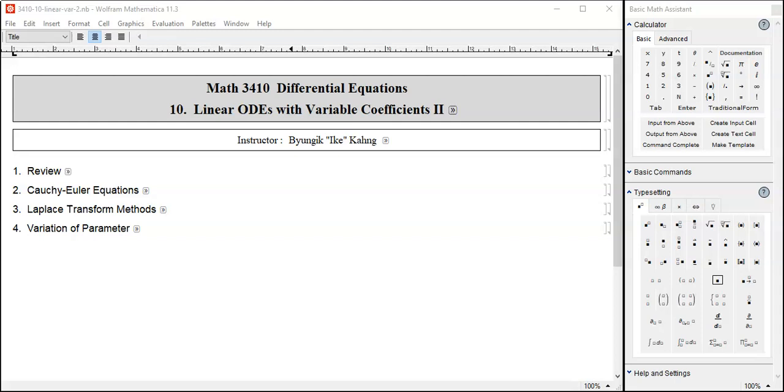Hello students, welcome back. Module 10 is a continuation of Module 9, so let's begin with a review.